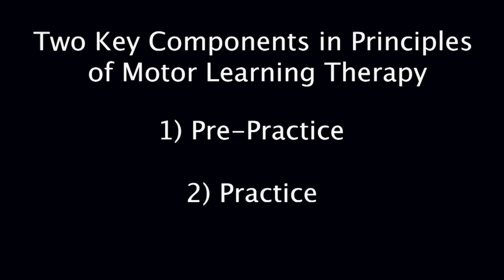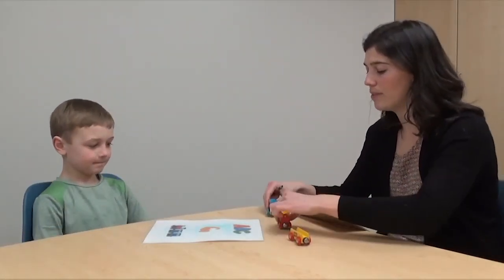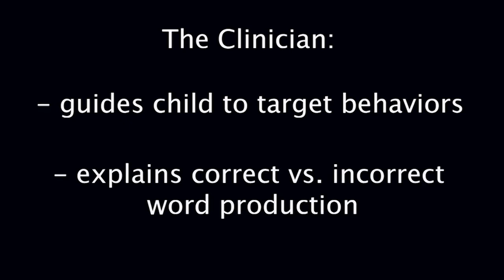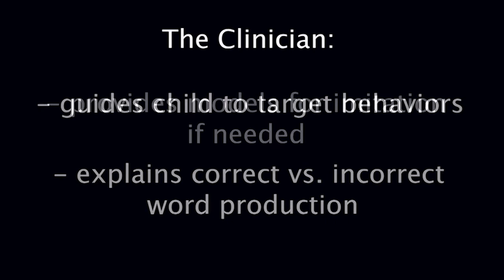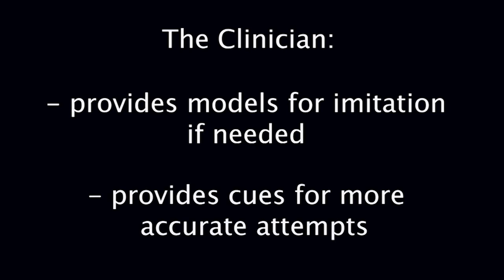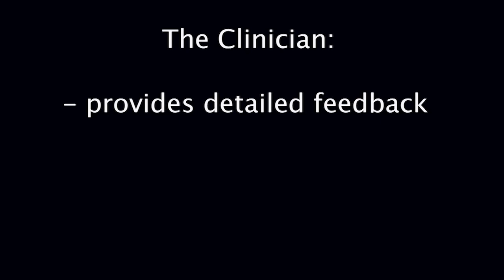In principles of motor learning, there are 2 key components to a therapy session: pre-practice and practice. The first video segment will show the clinician doing pre-practice where traditional speech therapy is done. The clinician guides the child through supported attempts at producing the target behaviors, explaining the features of a correct versus incorrect word production, providing models for imitation if needed, providing cues that help to shape more accurate attempts, and detailed feedback on how the production was correct or incorrect, along with suggestions for how to improve accuracy.